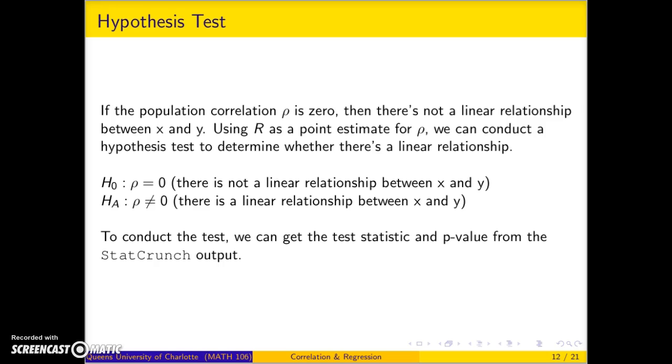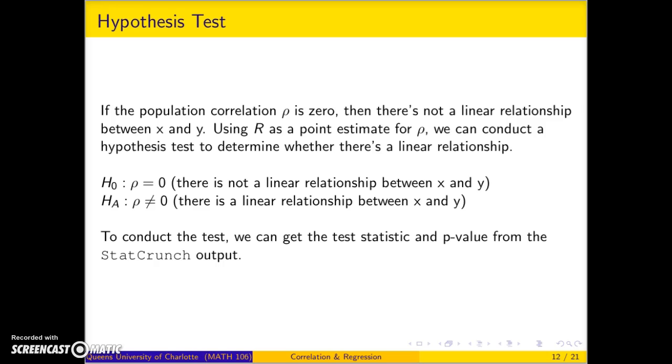If in the population the correlation is 0, that means that there will not be any relationship at all. So what we're going to do is do a hypothesis test using r as a point estimate for rho and see if in the population there is a non-zero linear relationship. Keep in mind a correlation of exactly 0 means we assume there's no linear relationship. Anything other than 0 means there is a linear relationship, which could be weak or strong.